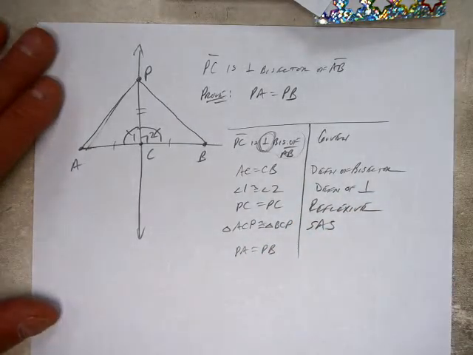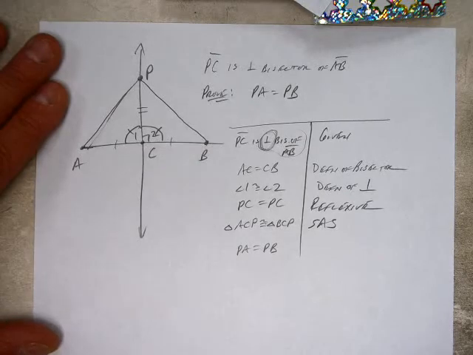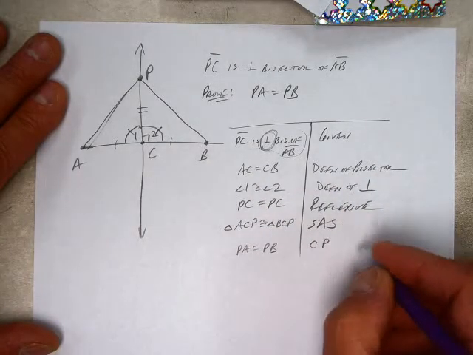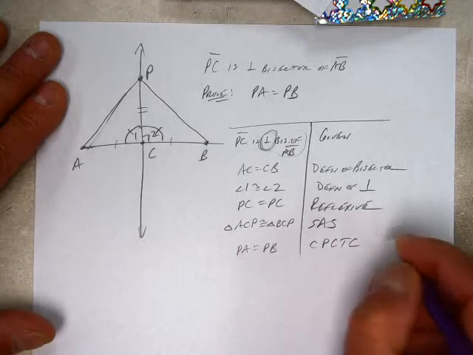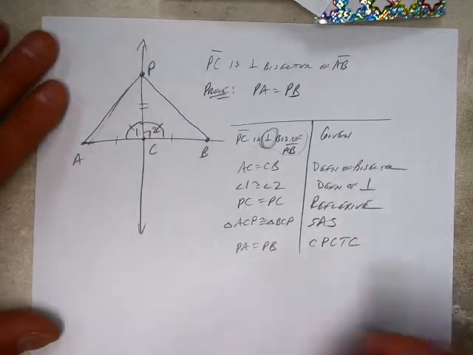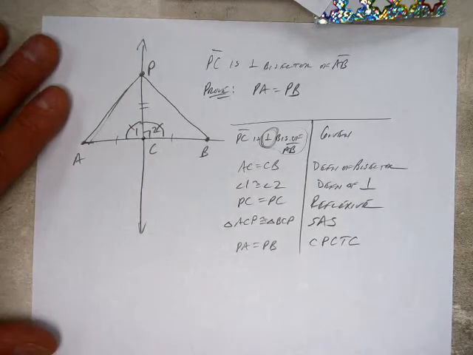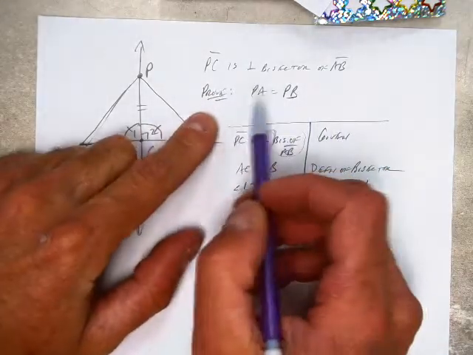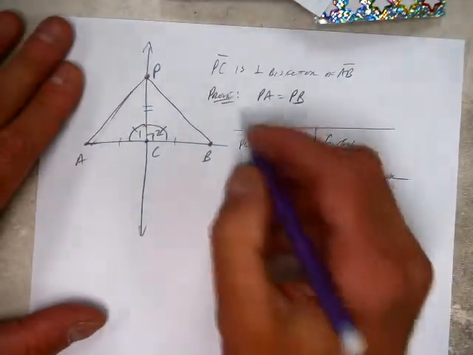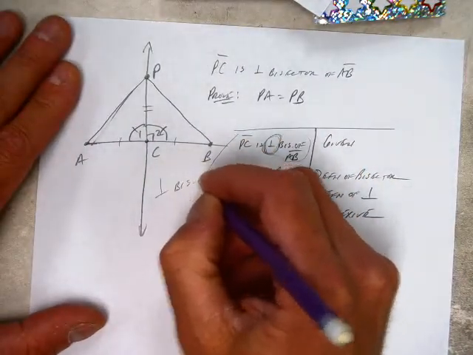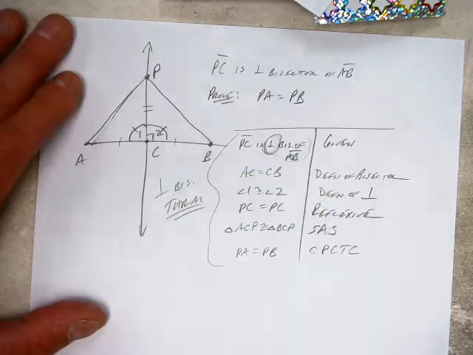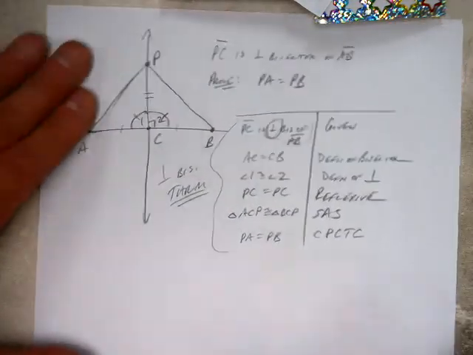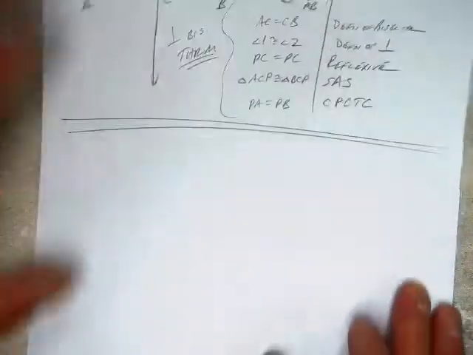Okay, and then PA is equal to PB because? CPCTC. Corresponding parts of congruent triangles are congruent. Okay? So that was the perpendicular bisector theorem. So now you can skip all that, and if it's a point on a perpendicular bisector, I can just go right to PA equals PB, because we just proved the perpendicular bisector theorem. Been proven.